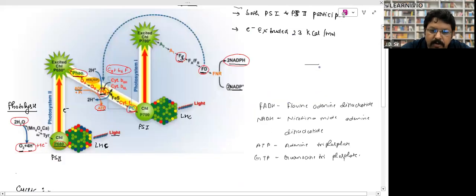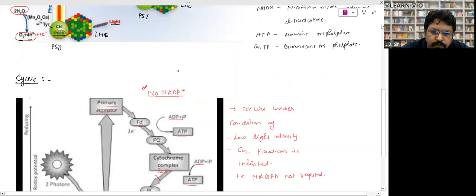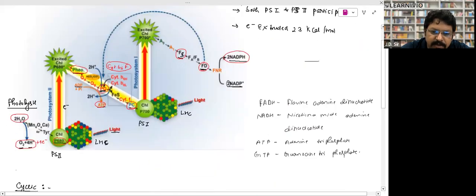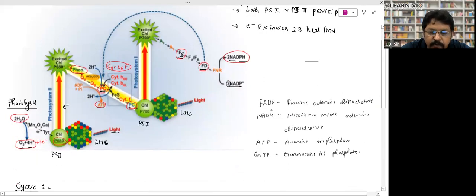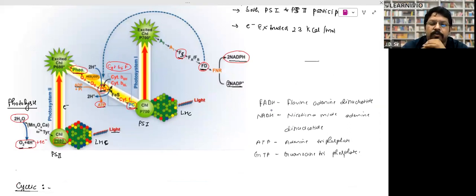Now come to the cyclic and non-cyclic photophosphorylation. In the last class, someone asked me what is FAD, what is NADH. So I have written the full forms over here. I told you that one FADH2 is equal to 2 ATP, one NADH is equal to 3 ATP. FAD is flavin adenine dinucleotide, right? NADH is nicotinamide adenine dinucleotide. ATP is adenosine triphosphate. GTP is guanosine triphosphate, right? So those are the full forms.